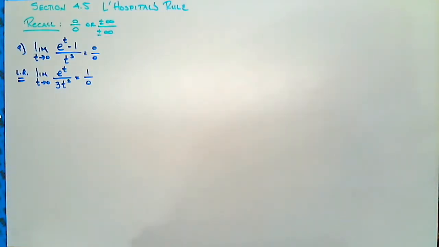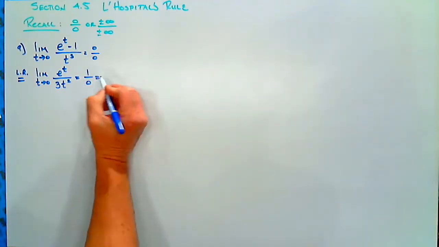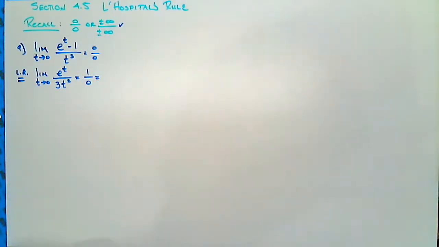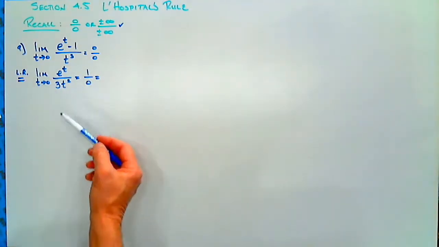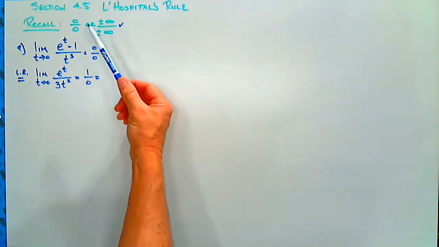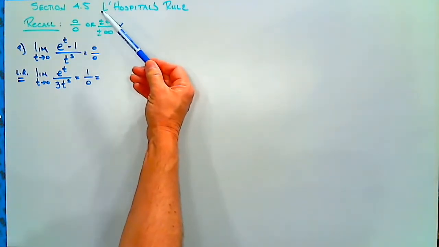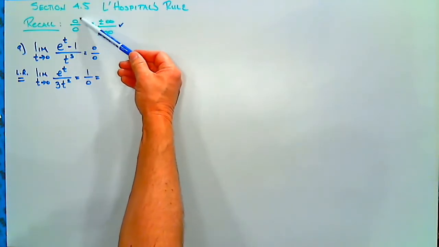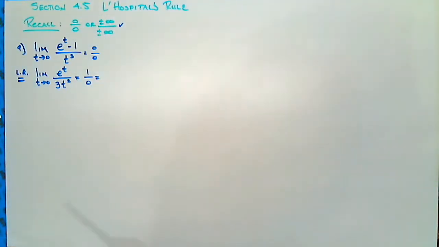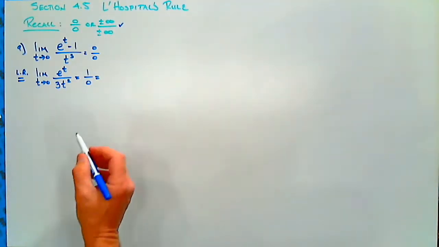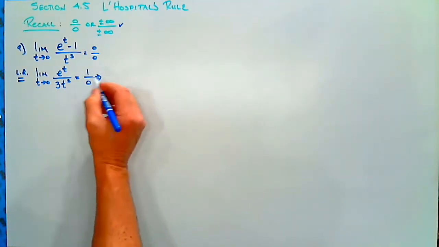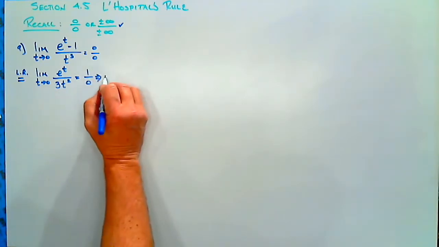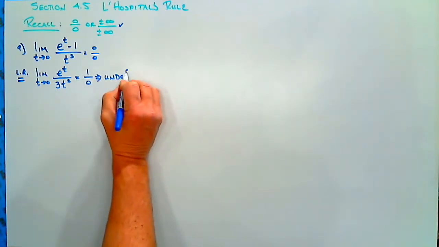Now, 1 divided by 0 is undefined. It doesn't fit one of the two formats that L'Hopital's rule addresses. Therefore, I can't apply L'Hopital's rule again. I can't keep taking the derivative. I'm only allowed to take the derivative of the numerator and the derivative of the denominator if I satisfy one of these two forms. Since we have 1 divided by 0, we're going to be left with the conclusion that our limit is undefined.